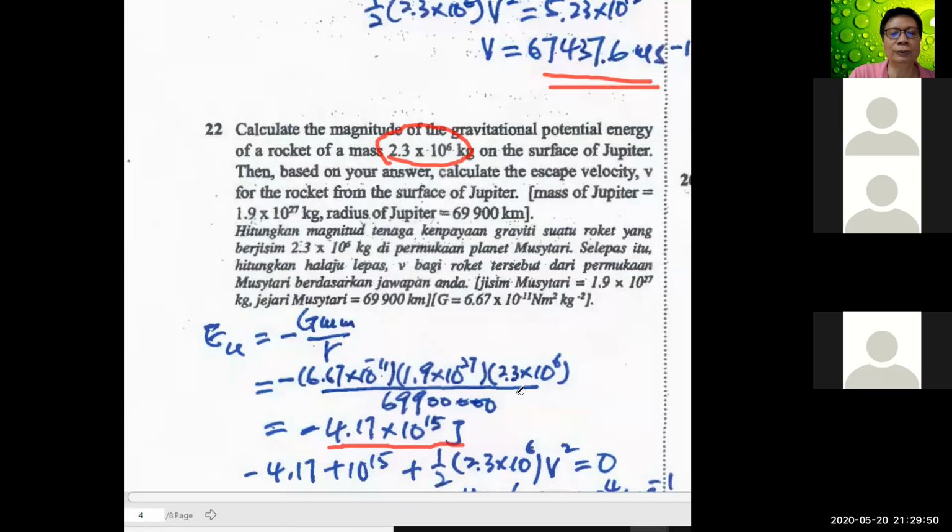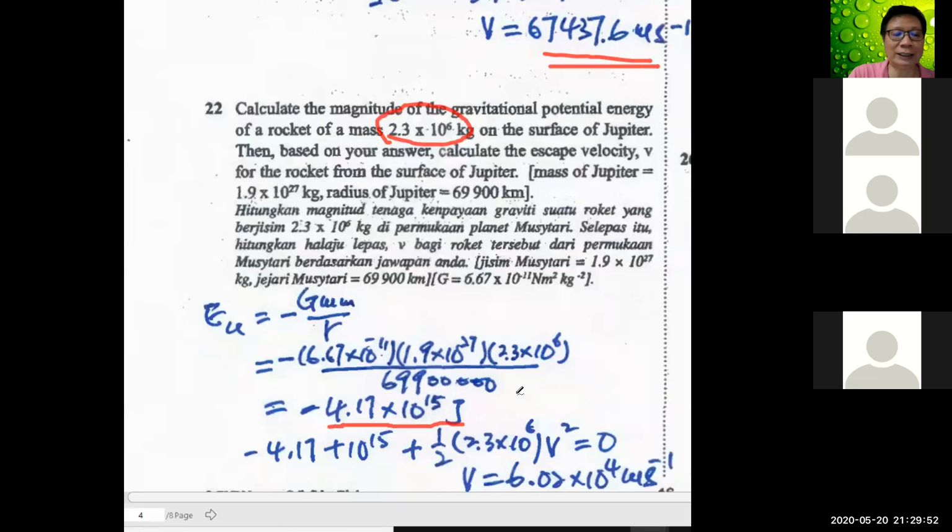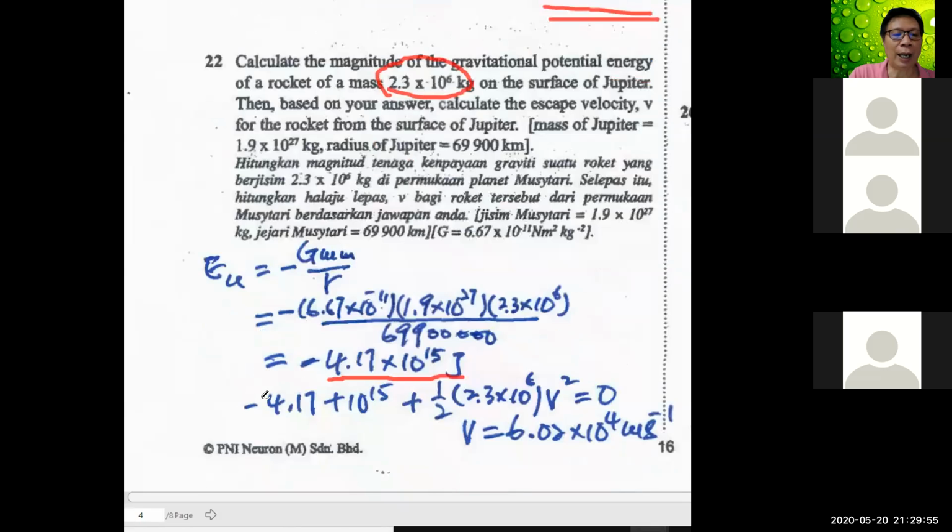After that, you do like the previous question. Potential energy plus half mv square, kinetic energy, equals 0. If people ask you why it equals 0, then you say the total energy initially should be 0. The principle of conservation of energy, right? Potential plus kinetic equals 0. You do like just now, bring this one over, and finally you get this answer. Okay?